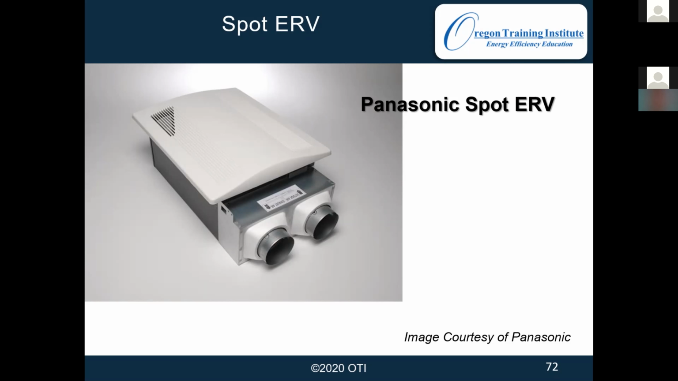The main benefit is going to be a balanced exhaust. So it's not going to cause the house to be depressurized when it's on, because it's going to be bringing in the same amount of air that's going out, capturing the heat out of it. And in the ERV, also some of the moisture, the humidity. These units are a little spendy, about $400 or $500. It's a little more than a regular exhaust fan. And then we're going to have to install it.